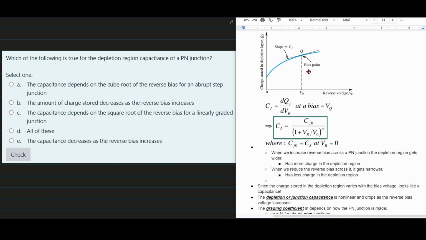Next we have the amount of charge stored decreases as the reverse bias increases. We can clearly see this from our graph. We have our bias point right here, and after this, our reverse bias would obviously be decreasing, and more to the right would be increasing. So the amount of charge stored is this Cj, this slope, and that is the charge stored in the depletion layer. We can see that it's increasing. It's slowly going up, not as fast, but it is still slowly going up. Since it's slowly going up, that means the amount of charge stored is not decreasing. So this one is false.